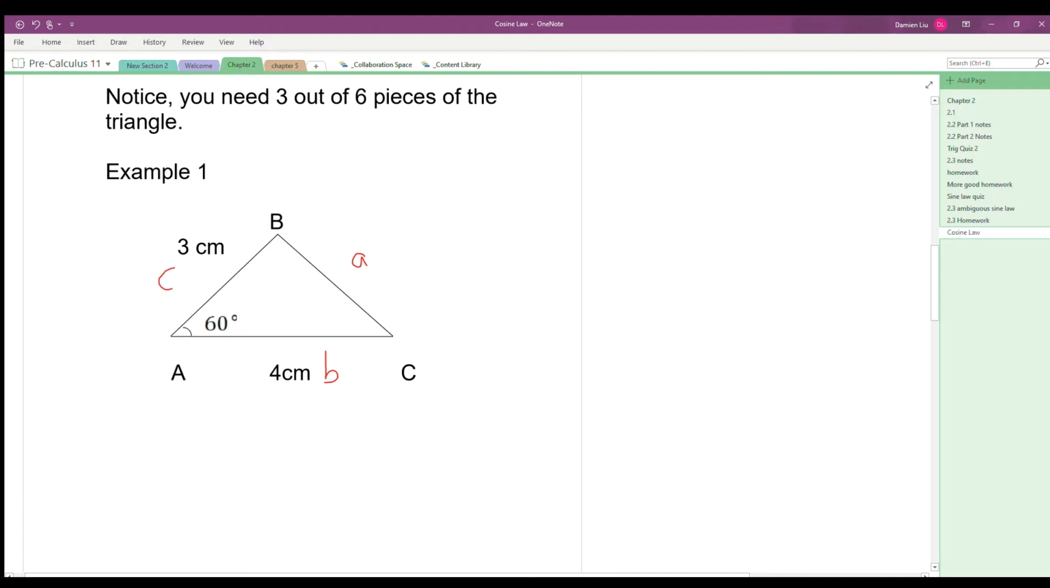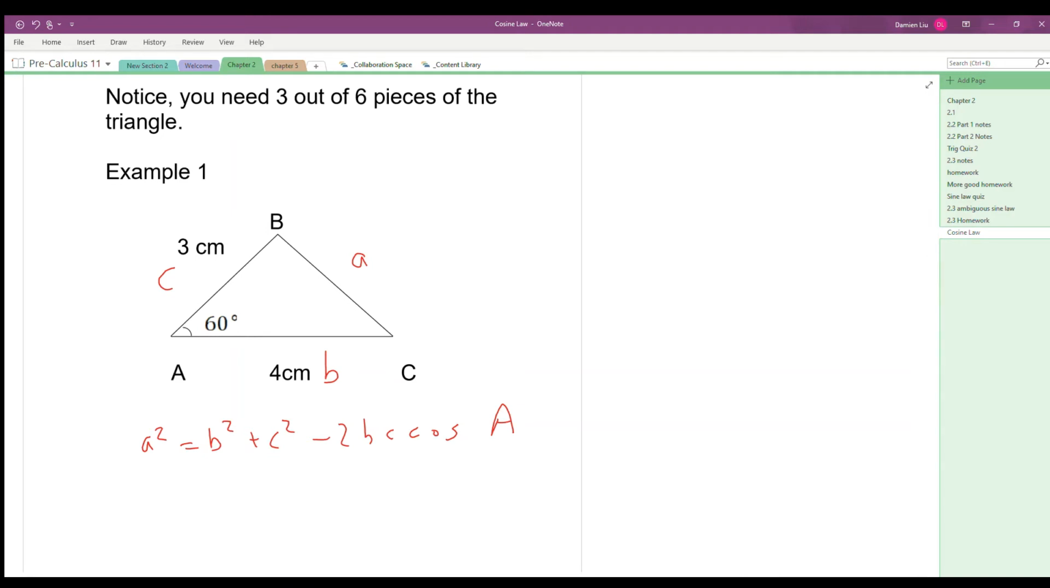All right, so now what you do is you say, I need to figure this out. I got 3 of the 6. I'm going to do cosine law. I have angle A, so you need the formula with angle A in it. So in other words, a squared equals b squared plus c squared minus 2bc cos A.